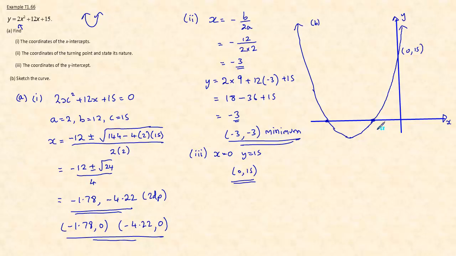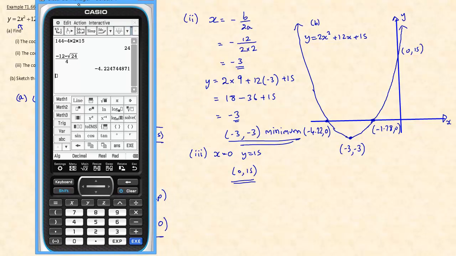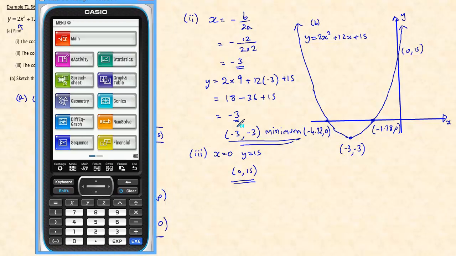Like so. This one is at negative 1.78. This one is at negative 4.22. This is at negative 3, negative 3. And label it. So y is equal to 2x squared, add 12x, add 15. Now for this question we'd have had the calculator available to us anyway, so we probably wouldn't have needed to do all that we did before.